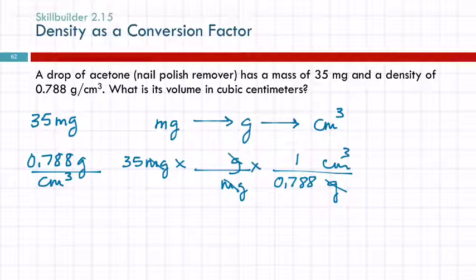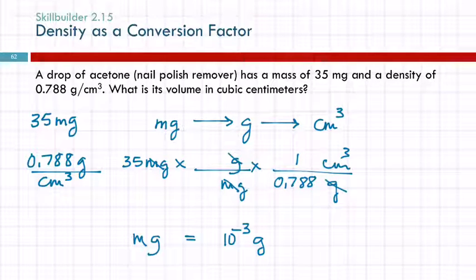Milligrams and grams. This is a conversion factor using metric prefixes. What does milli mean? 10 to the negative 3. So milli stands for 10 to the minus 3. So milligram is 10 to the minus 3rd grams. 1 milligram is 1 times 10 to the minus 3rd gram. So I've got 1 times 10 to the minus 3rd and 1.